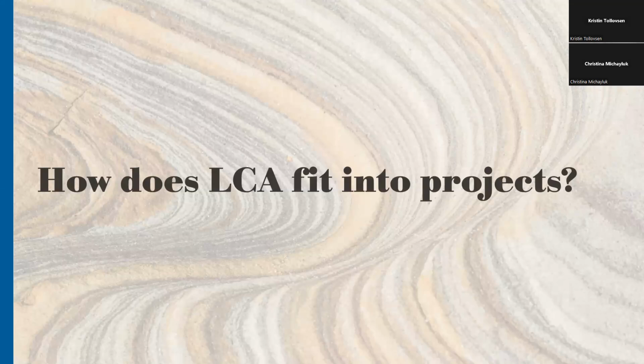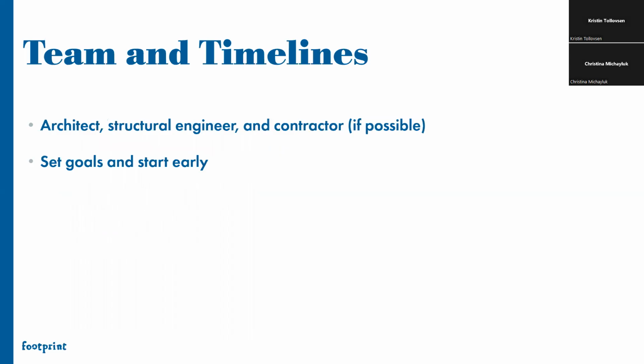So how does LCA fit into projects? When we're talking about team and timelines, how do we get this going? We want to reduce. We see the importance. We really want to make an impact and make reductions on our projects, not just for LCA, but for LEED and for zero carbon, but just in general, this is something that we should be doing. So it is best to start as soon as possible and have your goals ready. If you know that you're going to be pursuing LEED versus zero carbon framework, it's really good to get that information confirmed right away.